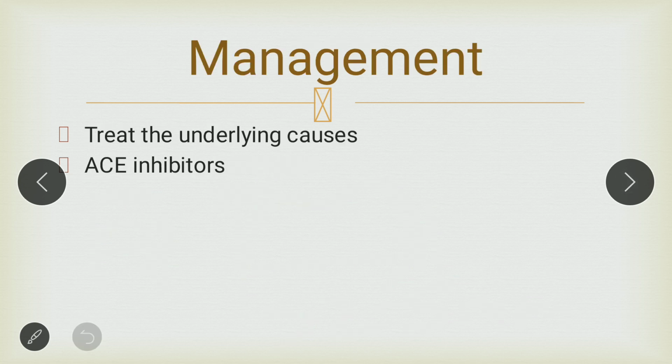Management, apart from treating the underlying cause like penicillin prophylaxis and treating ischemic dilated cardiomyopathy, ACE inhibitors can be tried because ACE inhibitors reduce the afterload. When the afterload is reduced, that is the pressure in the aorta is reduced, the left ventricular blood rather than going back will come forwards. This will reduce mitral regurgitation.